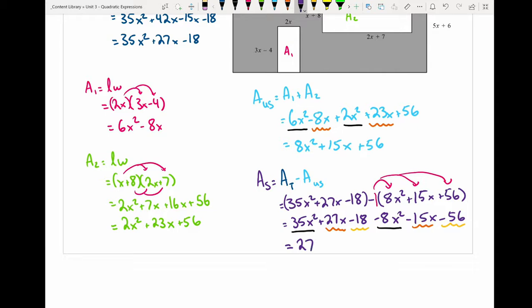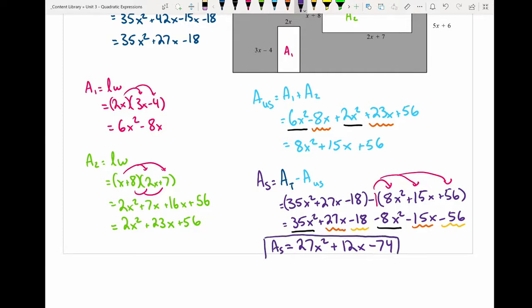So 27x squared plus 12x, and then -18 minus 56 gives me -74, and that is going to be the area of my shaded figure.